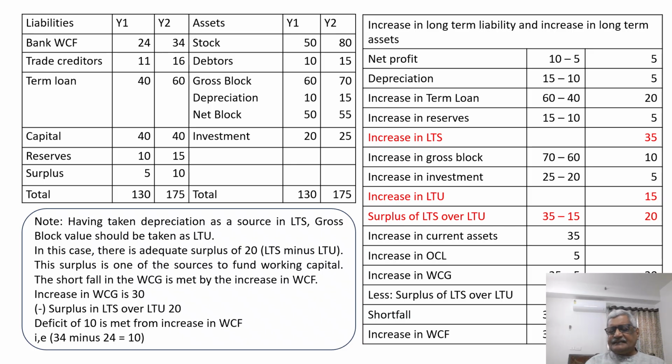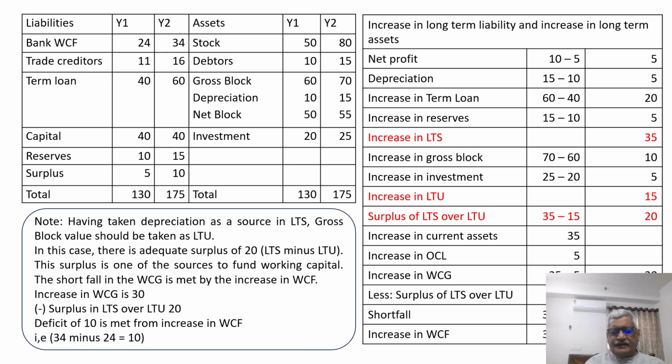Now increase in current asset is 35, increase in OCL, that is other current liabilities excluding working capital finance, is 5. So increase in working capital gap is 35 minus 5, 30. We are deducting the surplus of LTS over LTU because that is a margin. So the shortfall is 10, then increase in working capital finance 34 minus 24 is 10. So in this case, there is availability of margin.